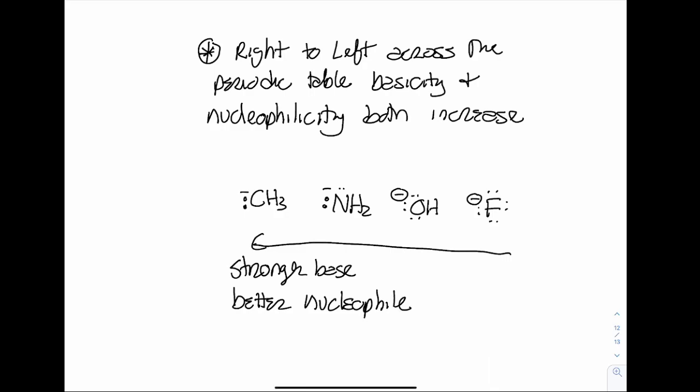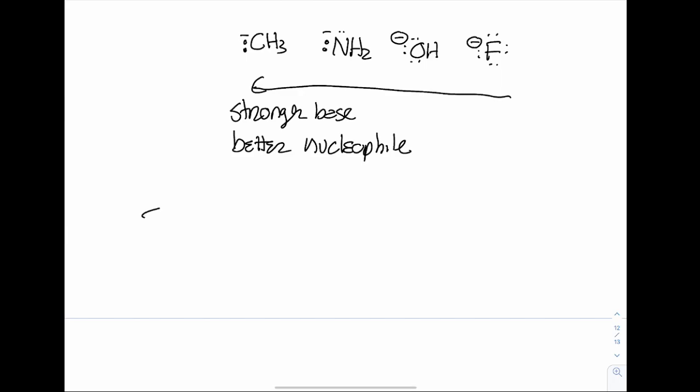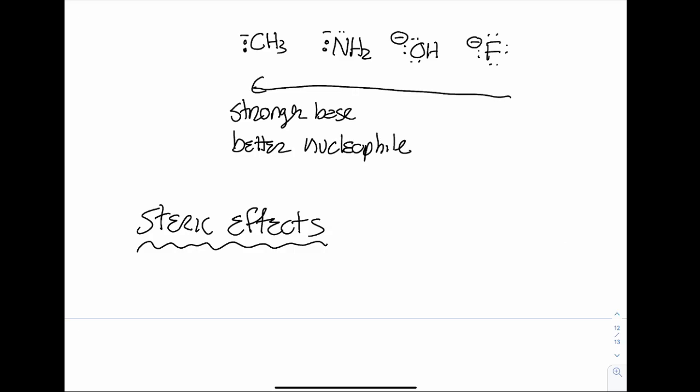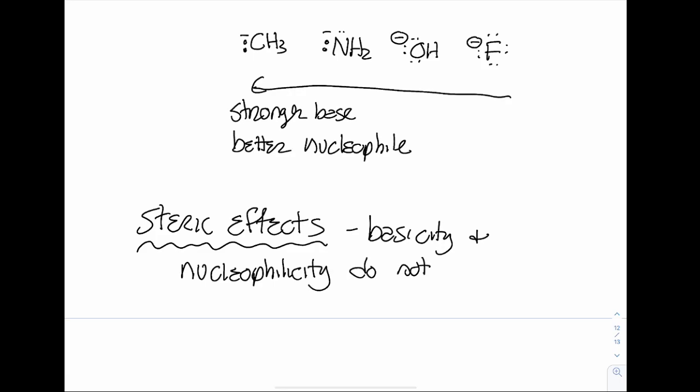So what are a couple instances where they don't parallel each other, where the stronger base isn't necessarily the stronger nucleophile and vice versa? So we're going to have two effects. Steric hindrance is going to play a factor. And then also our solvent, the type of solvent we're in, is going to matter here. So our first one, steric effects. Basicity and nucleophilicity do not parallel each other when steric hindrance becomes a factor. Basicity and nucleophilicity do not parallel each other.